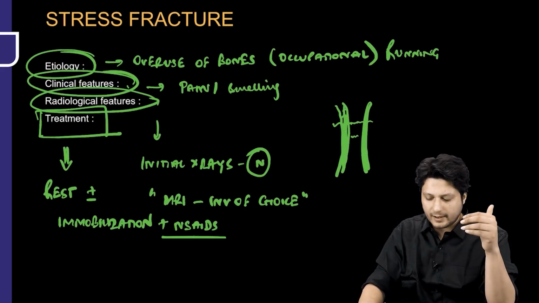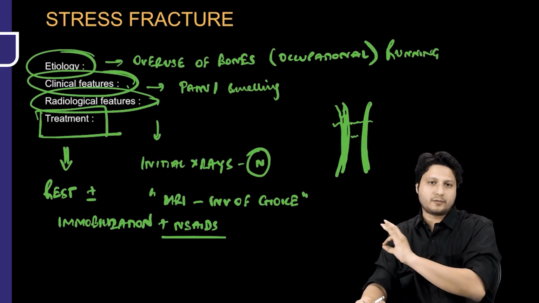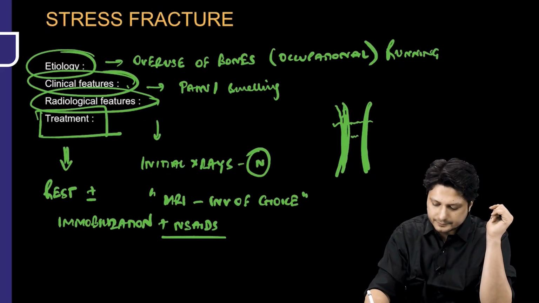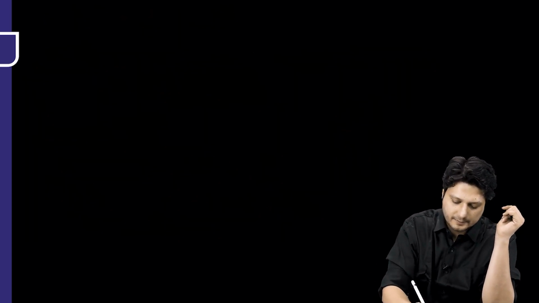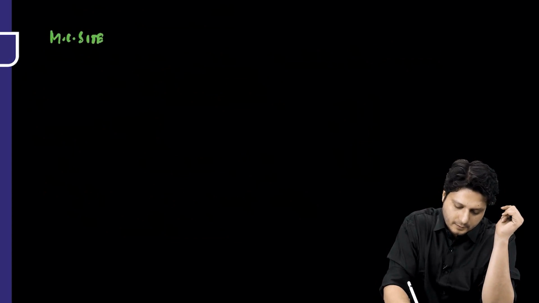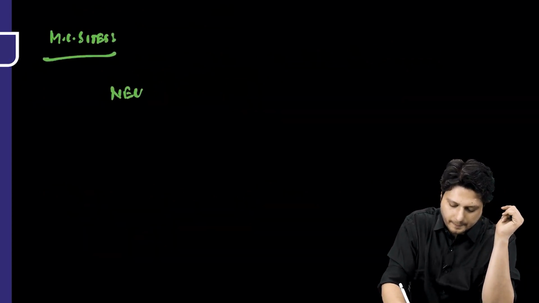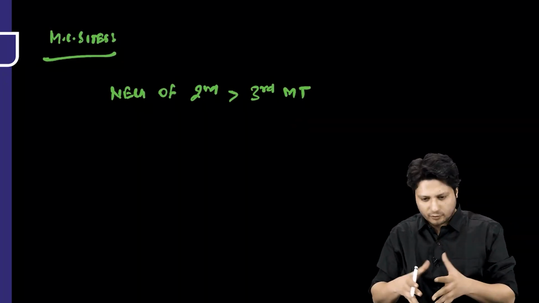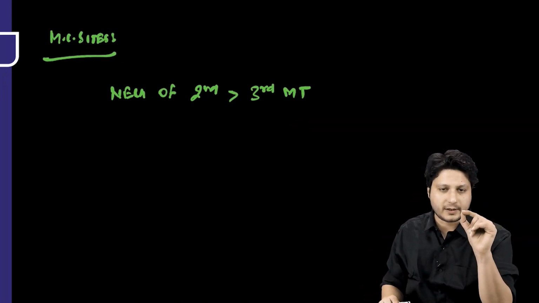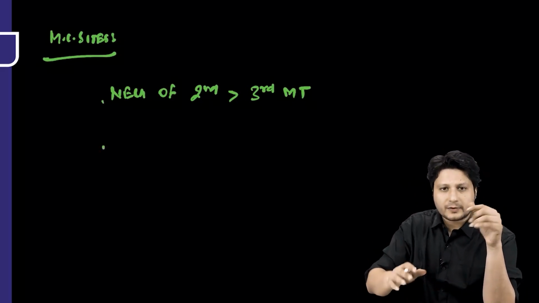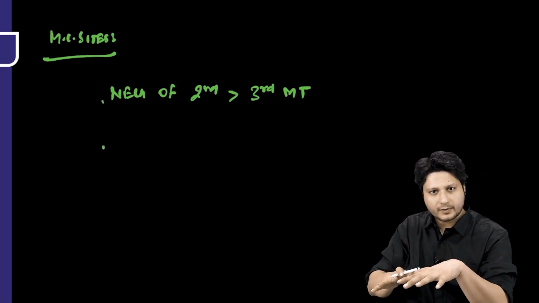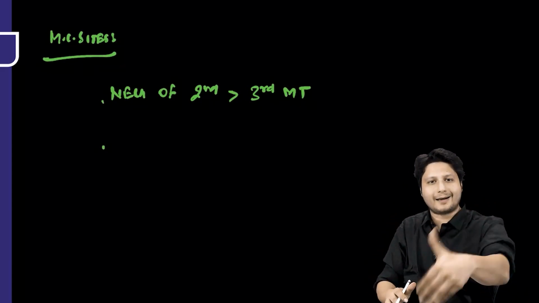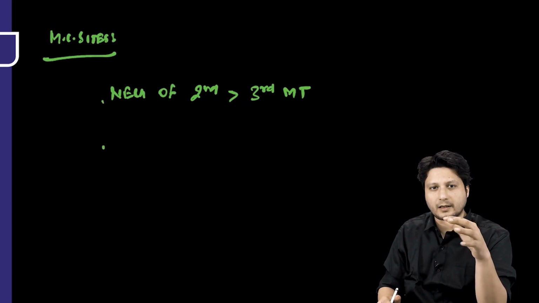Now, one thing that you should be aware of is the most common sites where these fractures happen. So the most common site for the stress fracture is the neck of the second or third metatarsal. You see, the second metatarsal neck is the most common site, but if it is not provided to you in the options, you can go for the third metatarsal neck. That is most common. Metatarsal, because it is going to be a fracture in the lower limb, and that too in that part which comes directly in contact with the ground. So second and third metatarsals are the most common sites.